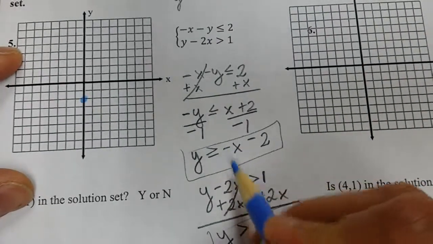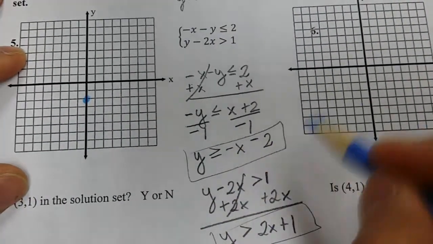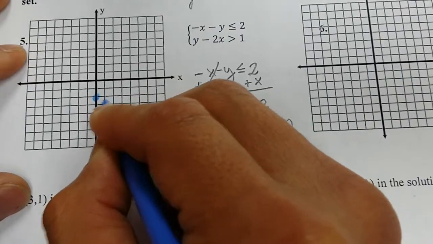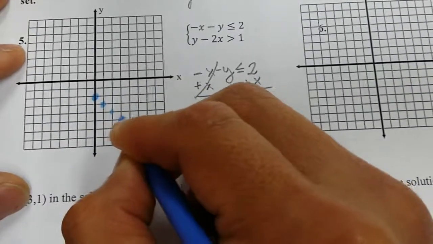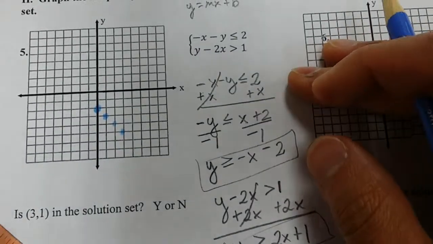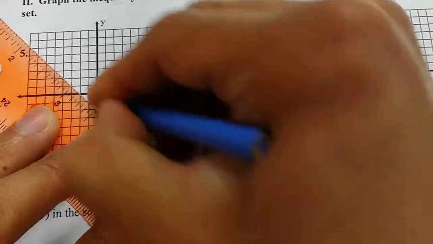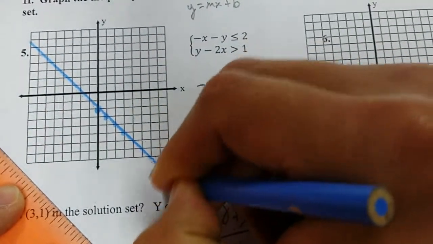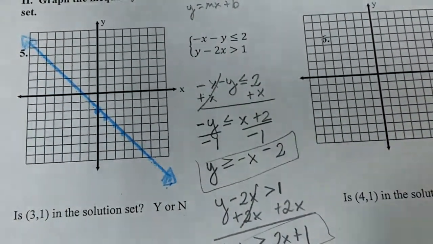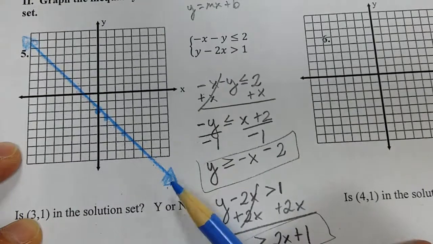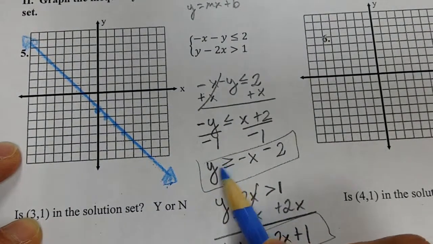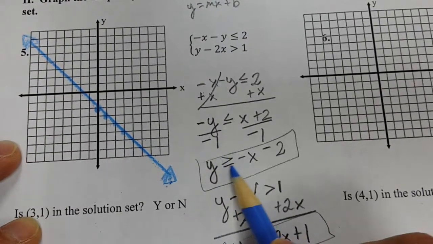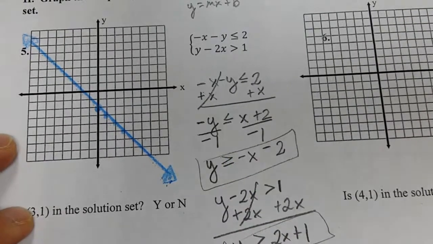Now, negative x, my slope is just a negative 1. So from the y-intercept, I go down 1 to the right 1. Down 1 to the right 1. And then I will connect my points and draw my arrow. Now, the reason why this is a solid line is because you see there's an equal to under the greater symbol. That's why it's a solid line. So keep that in mind.